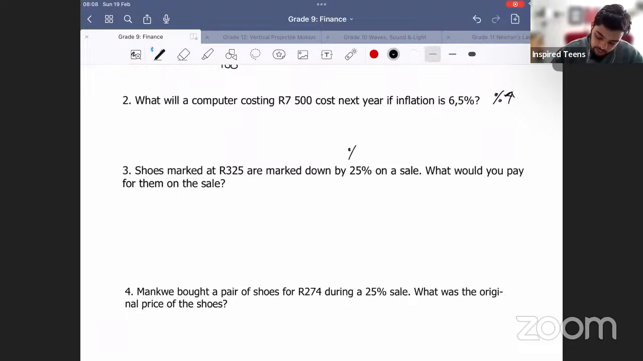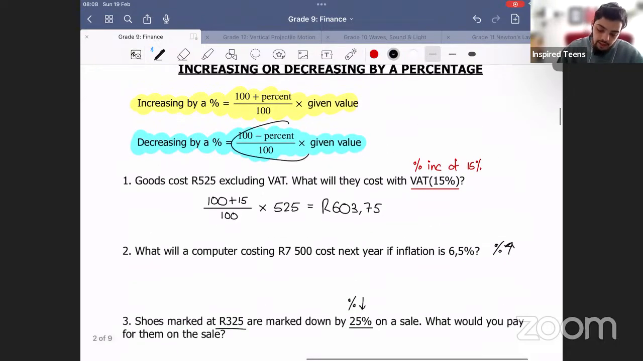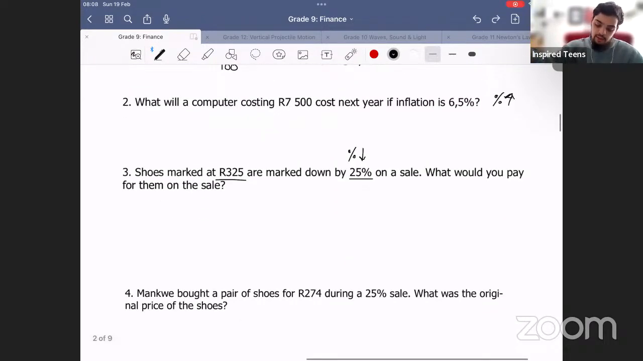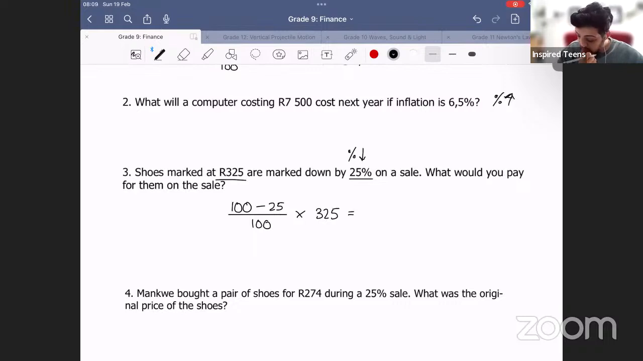Let's look at this one, which is a percentage decrease. Shoes marked at 325 Rand are marked down 25% on sale. What would you pay for them on sale? So for a percentage decrease, it is 100 minus that percentage, divided by 100, multiplied by the given value. So 100 minus 25, divided by 100, times 325 Rand. We do that calculation and we get 243 Rand 75.